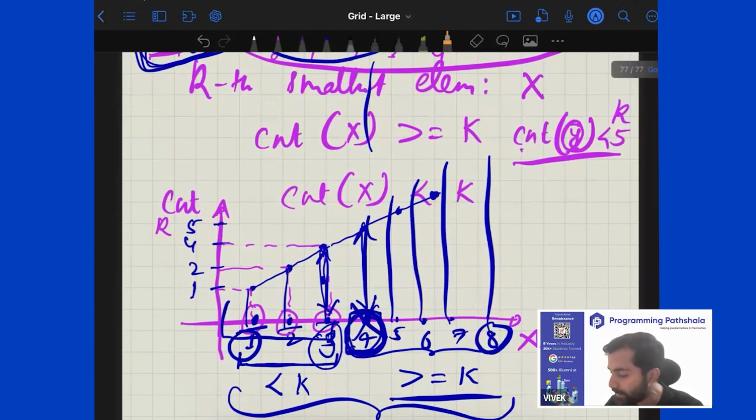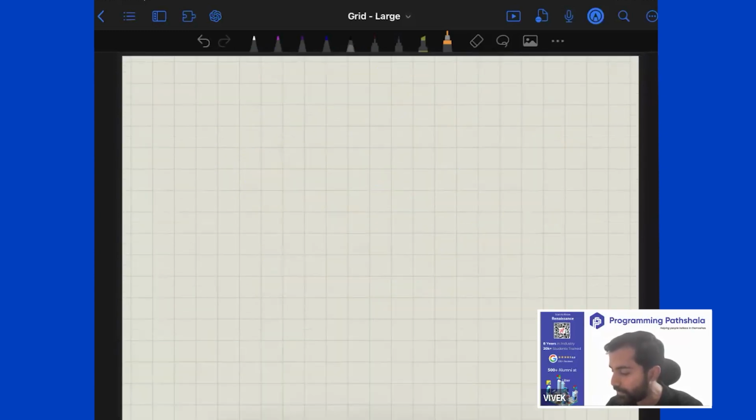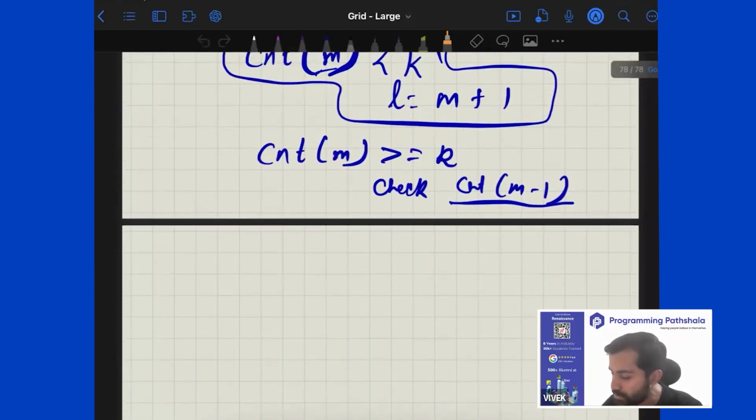And how can you ascertain that? You can ascertain that by checking count of 6. You will see that, hey, count of 6 is also greater than or equal to k. So in that case, you will say my answer lies to the left side, right? So why we are checking count of mid minus 1 is to just ensure whether this mid is our answer or not.